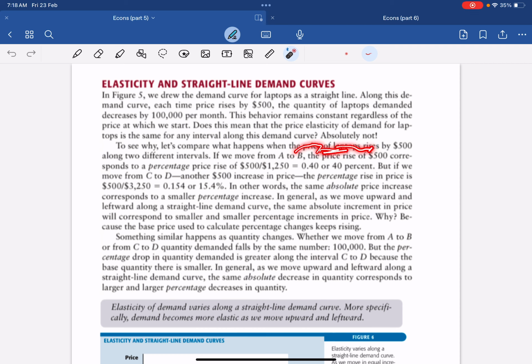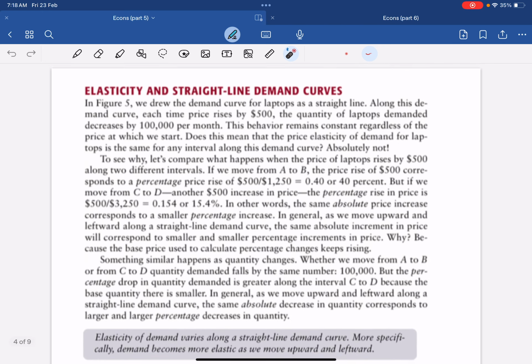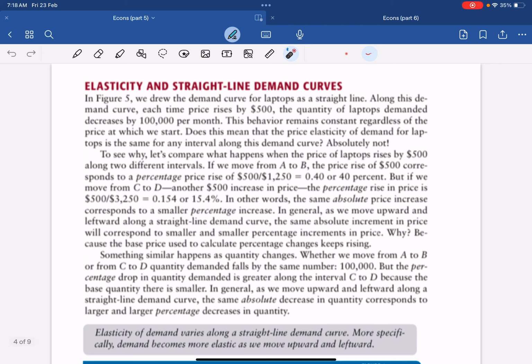When the price of the laptop rises by $500, if we move from A to B, then the percentage change is 0.4. But if you move from C to D, it is possible to have a percentage change which is different. So in other words, even with the same concept of PED, the PED changes as you move along the line.